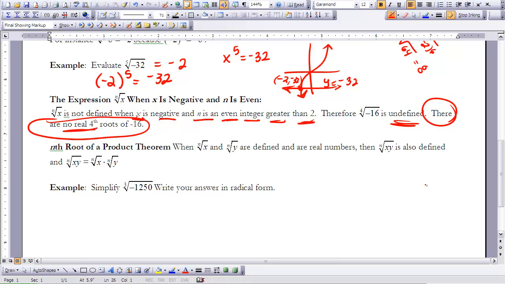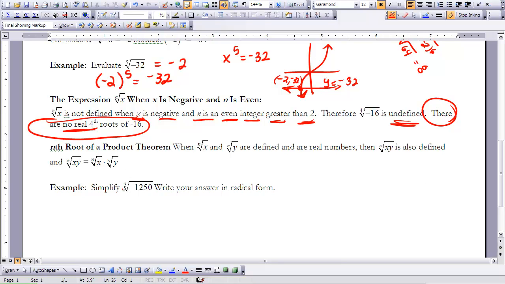Let's evaluate one more theorem here, the nth root of a product theorem. When the nth root of x and the nth root of y are defined and are real numbers, then the nth root of xy is also defined, and the nth root of xy equals the nth root of x times the nth root of y. We're going to explore this more with the examples below.